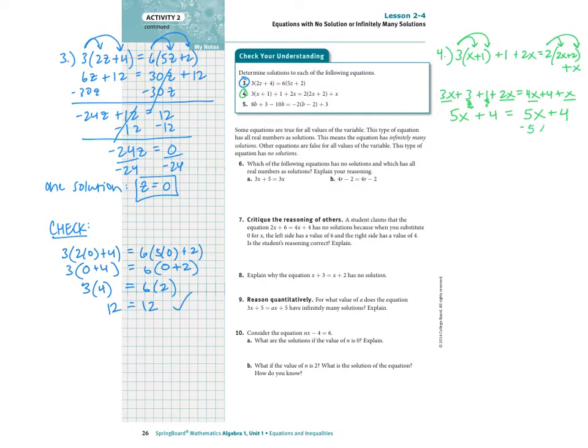So let's say I want to get all my variables to one side. So I'm going to move it from the right side to the left side by subtracting the 5x. What happens is the variable cancels on both sides. And now we're left with 4 equals 4. This is similar to what we did on the previous page, on page 25, right? Where we had the same number equal on both sides. So this means that we are going to have infinitely many solutions. This means that any number that we plug into this equation will yield the exact same number on the other side. So that's pretty cool.